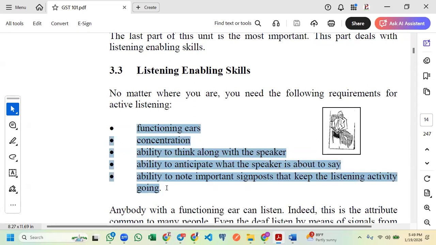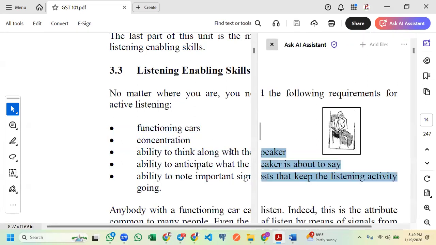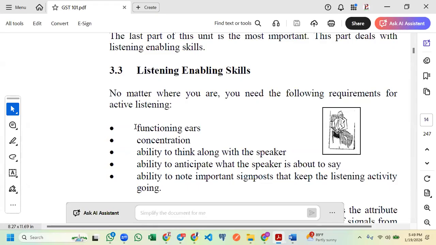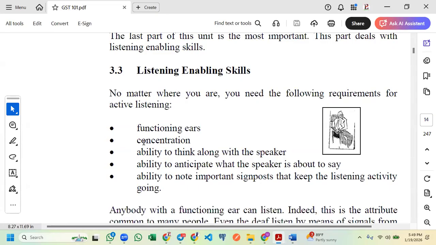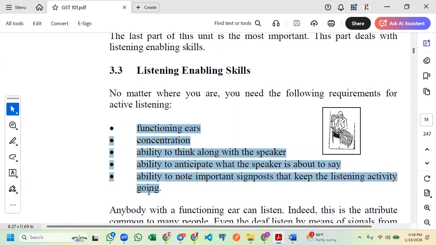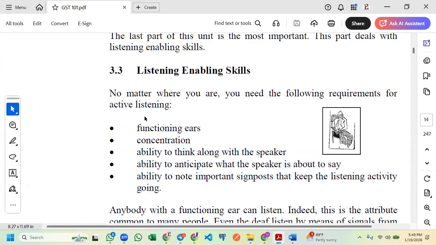Because the way they used to ask questions on them is that they will ask you that the third listening enabling skill is what? So it's not just good enough that you know them randomly. You must know them orderly in the way they are listed here. So the first listening enabling skill is functioning ears.